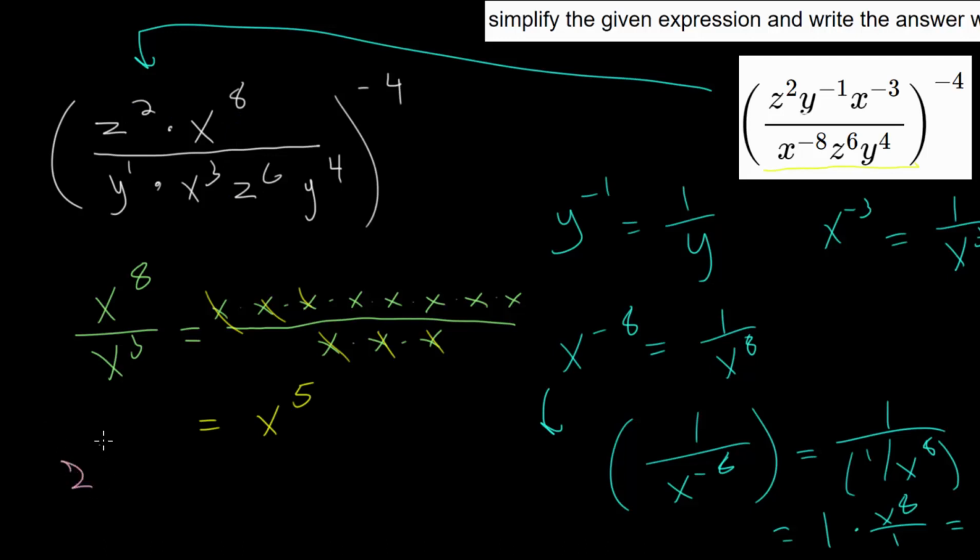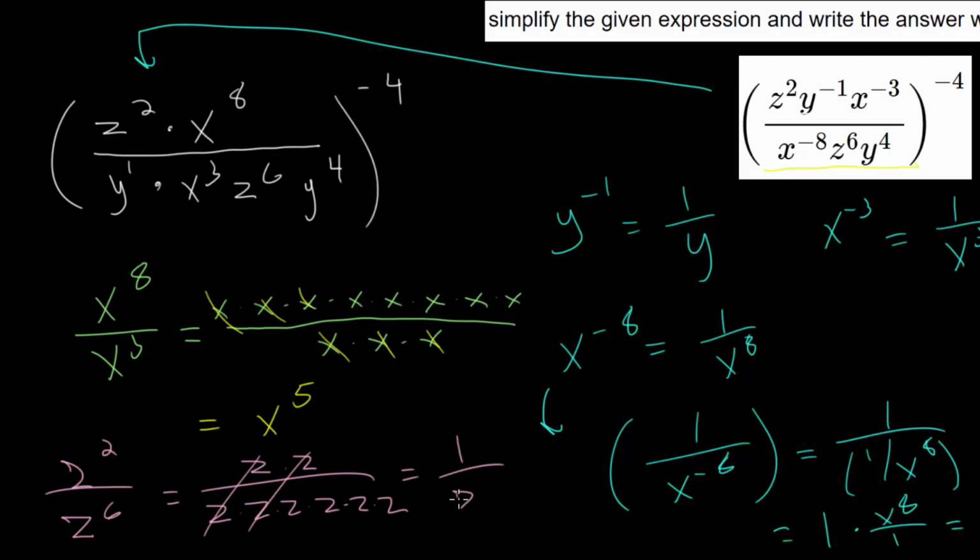And likewise, if we had z squared over z to the 6th, let me write that out, then we can follow the same process, but in this case, we will end up with only z's in the denominator. So we have 2 of these up top, we have 6 of them down below, and 2 of them will pair up essentially and cancel out. We have 4 left in the denominator, so this is 1 over z to the 4th.